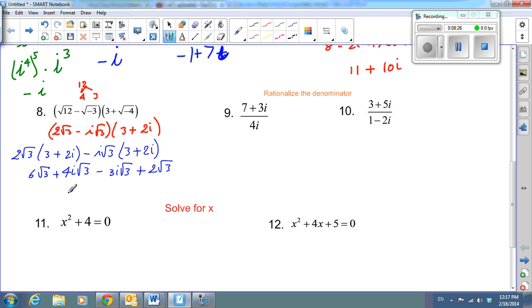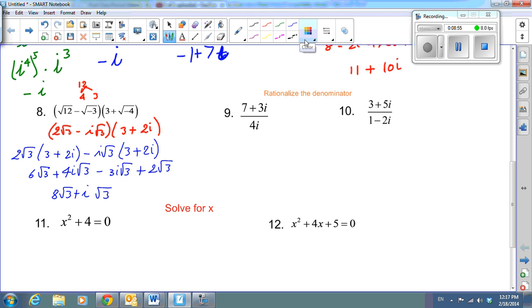At this point, I will combine my like terms. I have 6 and 2 giving me a total of 8 square root of 3, and I have 4 square root of 3 and 3 square root of 3 here. 4i and 3i combined to give me a total of 1i square root of 3. So my real part is 8 square root of 3. My imaginary part of the complex number is i square root of 3.